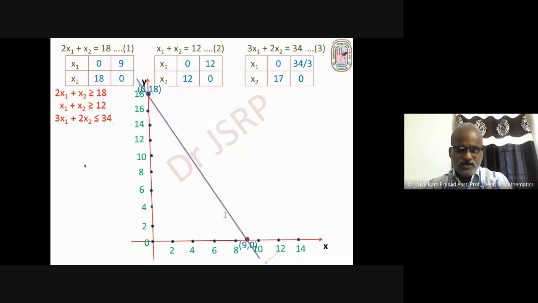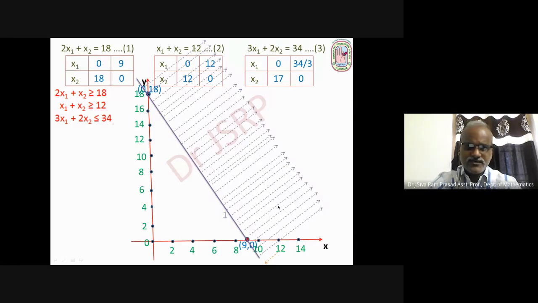Okay, right. Now we have to draw the region. So what is the first inequality? 2x1 plus x2 greater than or equal to 18. So now substitute origin in this inequality. Substitute x1 0, x2 0, 0 plus 0, 0. Is 0 greater than 18? So no. So that means origin is not satisfying the first inequality. So that means the region is away from the origin. So away from the origin means this side. This is the region for the first constraint.